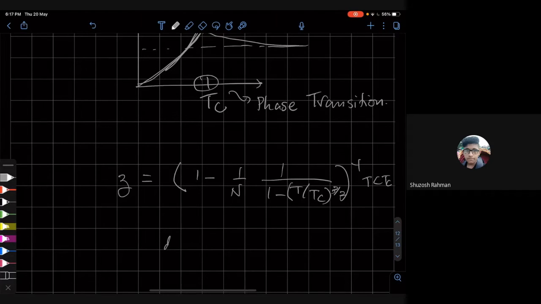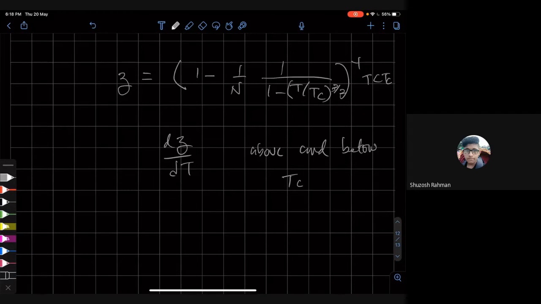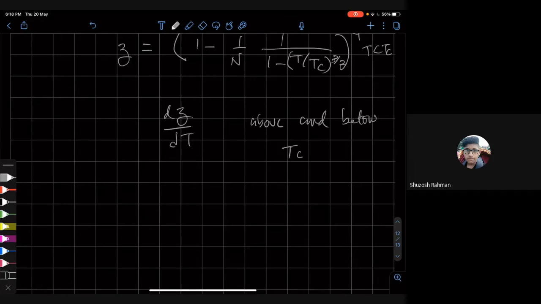So if you look at what the derivative of Z by tc is, above and below tc, what you see is that there's a difference below and above by a factor of n, 1 over n. And that this goes to infinity. Sorry, so this goes to 0.